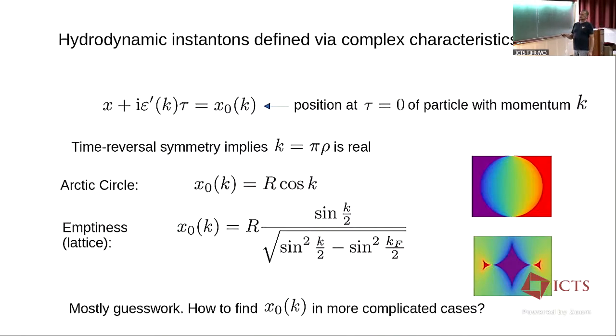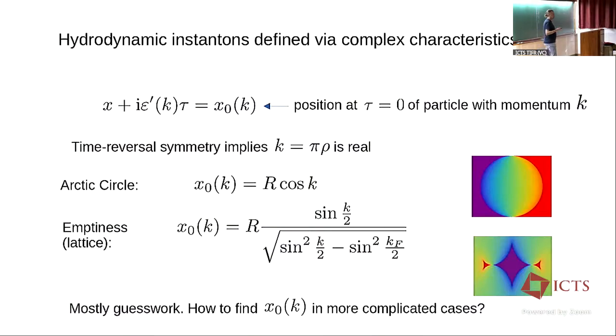For the Arctic circle, as I said, it's given by the cos k. Here I have reintroduced the radius of the circle. In the emptiness problem, it's given by this function, and I will tell you how to obtain it. And this is the beautiful picture of the emptiness instanton for the lattice problem as well. So here, for example, in addition to the empty region, which is blue, you can also have completely full regions on the sides. But these functions were obtained by essentially a guesswork. Is there any sort of industrial way to calculate them?